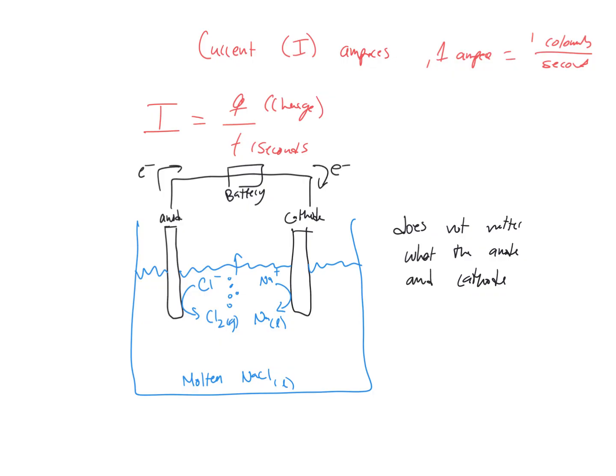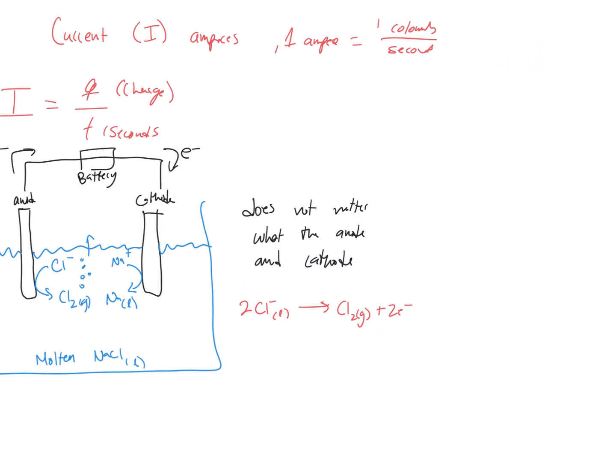And so you essentially have two reactions here. One of them is 2Cl minus liquid makes Cl2 gas plus two electrons. This here is your oxidation, because the chlorine is losing electrons. At the same time, we have 2 Na plus, which is a liquid, and 2 electrons forming liquid sodium. And this is our reduction.